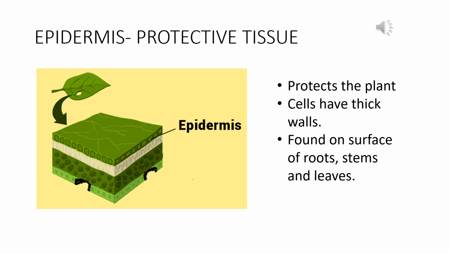Now we are going to talk about the protective tissue which is known as epidermis. It is present on the surface or upper surface of the leaves. It protects the plant. The cells of the epidermis have thick walls and it is found on the surface of roots, stems and leaves.